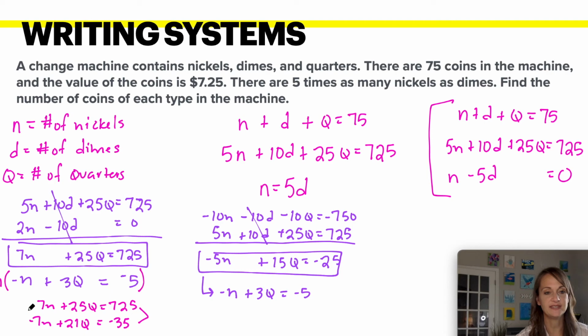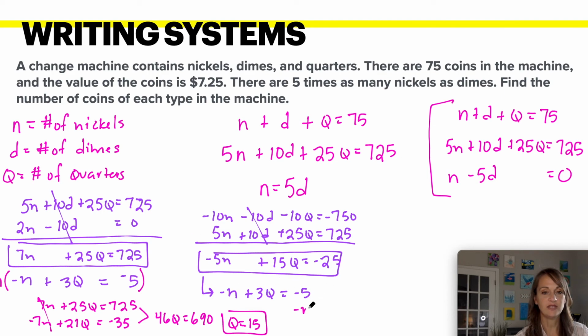So when I add these together, the n's cancel. 25 and 21 are going to give me a 46q, and 725 and negative 35 is going to give me a 690. So when I divide 690 by 46, I will get q equals 15. That means there are 15 quarters. Now what I need to do is plug that back into one of these equations. So I'm going to plug it into this one right here.